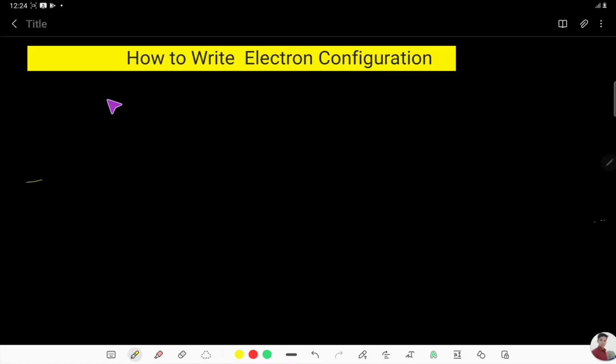In this video, I am going to show you how to write or find or determine the electron configuration of all the elements of the periodic table. So let us write the electron configuration of phosphorus first. You know that phosphorus has atomic number 15. This means that phosphorus has 15 electrons and 15 protons, right?